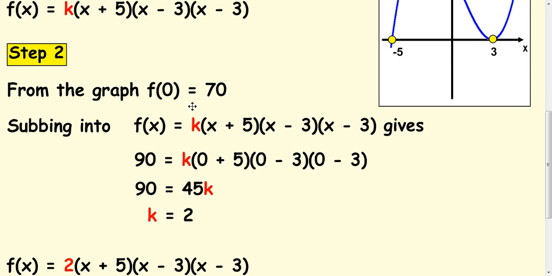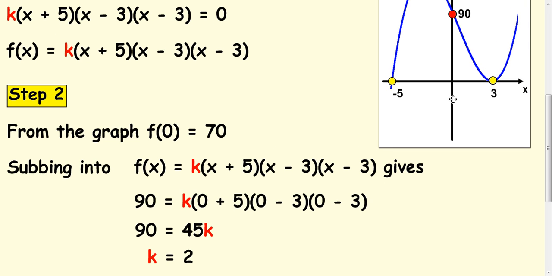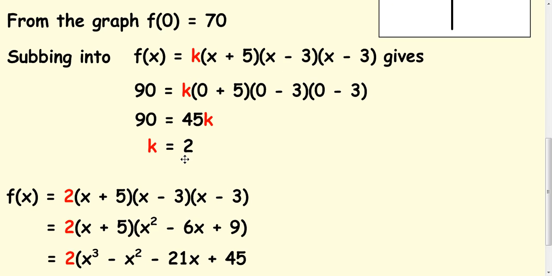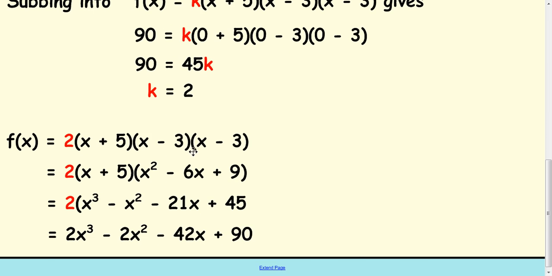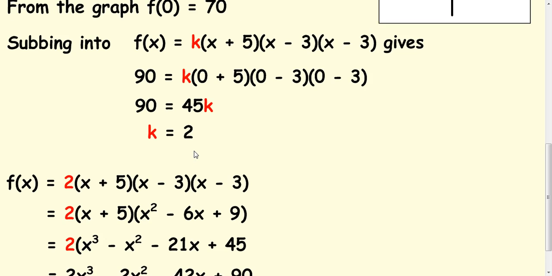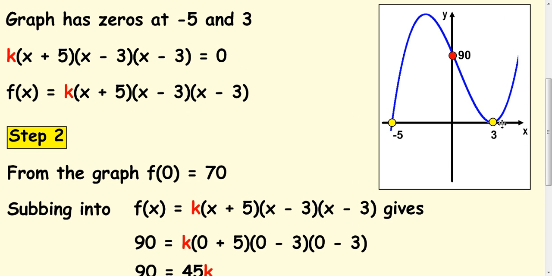Multiply it all through once you've found your k value from your y-intercept. Sorry, not from your turning point, from your y-intercept. So everything else is the same. The only difference with that example there is the repeated root at 3.